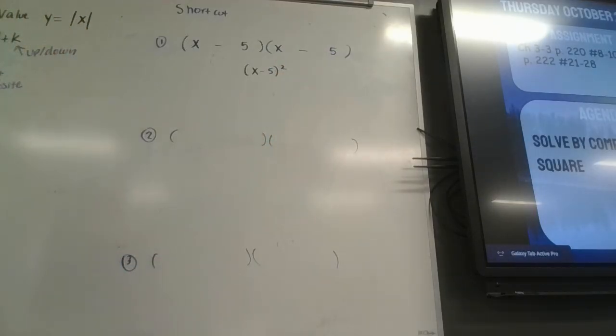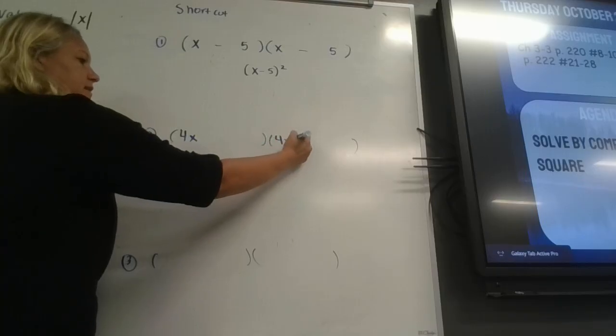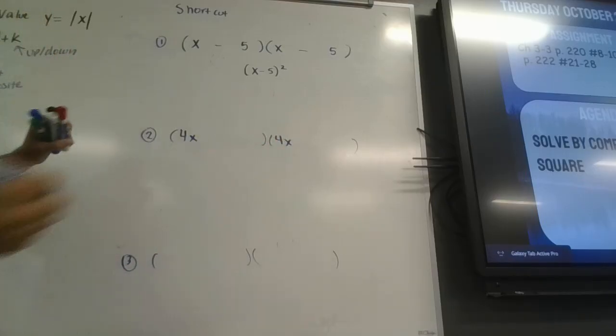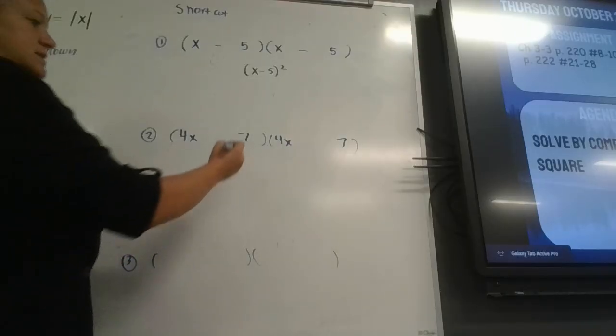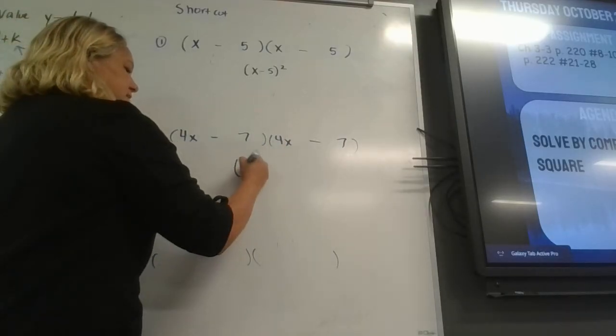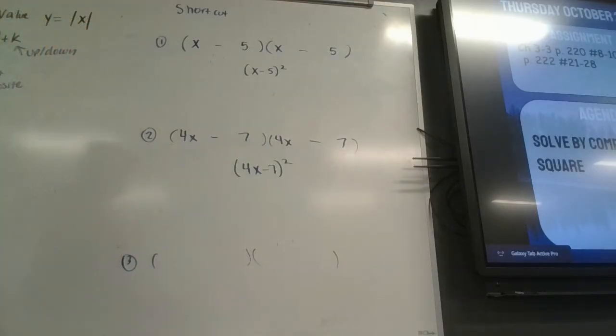And then in number 2, the square root of 16 is 4, so it would be 4x. And the square root of 49 is 7. And then the 56 is negative, so they're both minus signs. So 4x minus 7 squared.